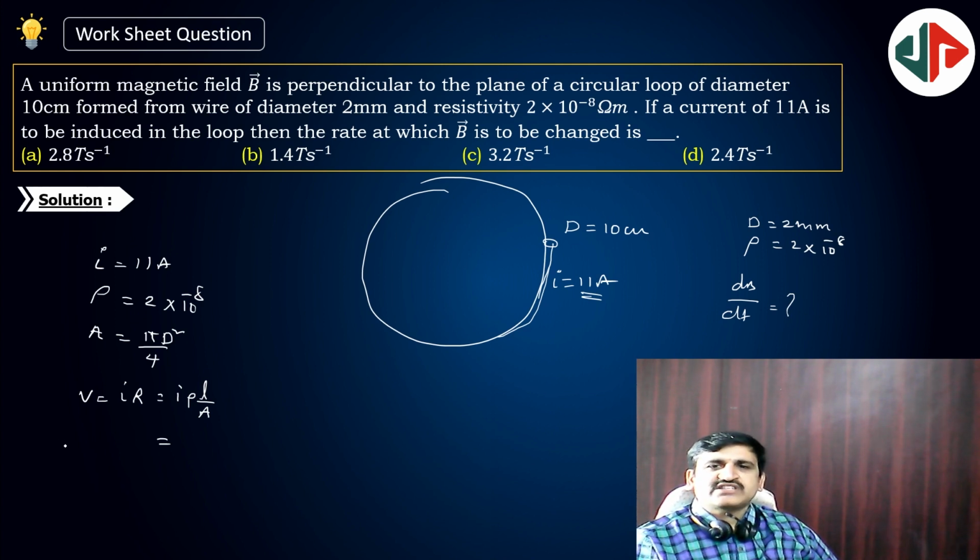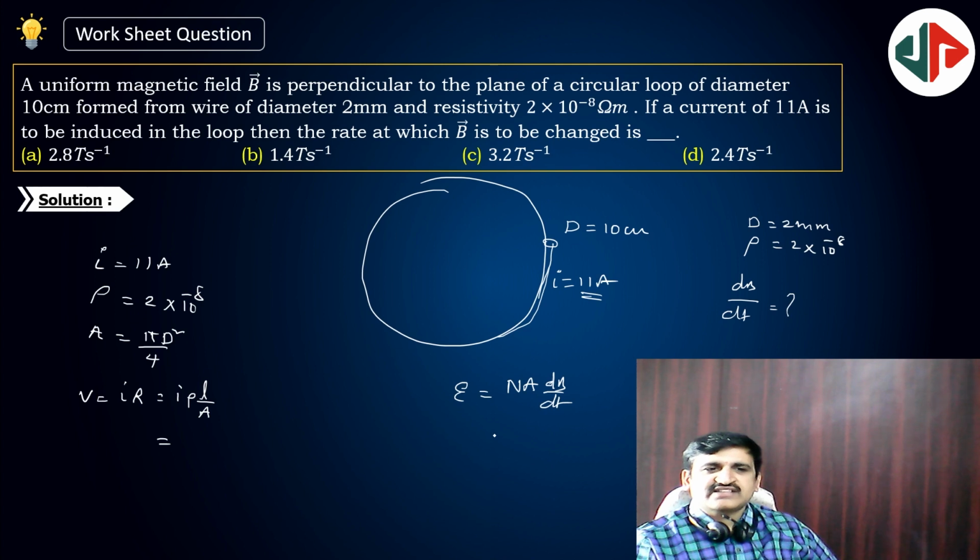Rate at which it has to be changed, he is asking, right? Yes. And L value not given. So EMF induced is equal to dφ by dt. I can take NA cos theta, which will be 1 only, number of turns is 1 only, NA dB by dt.